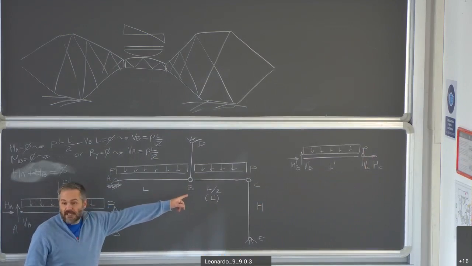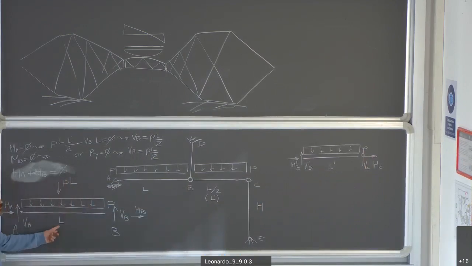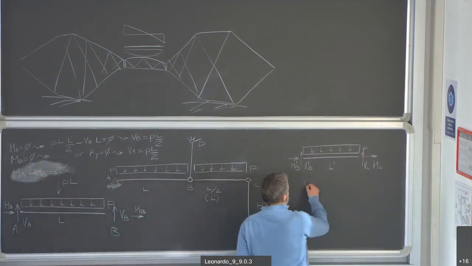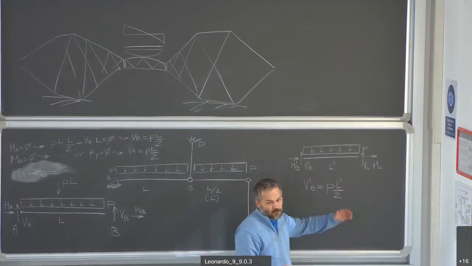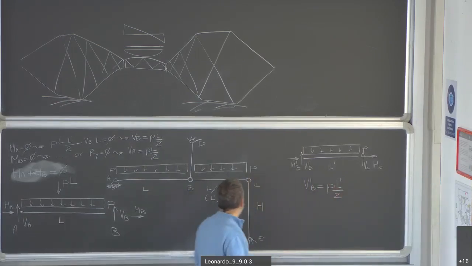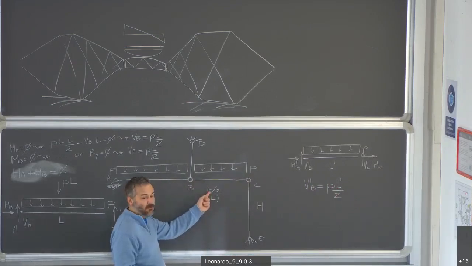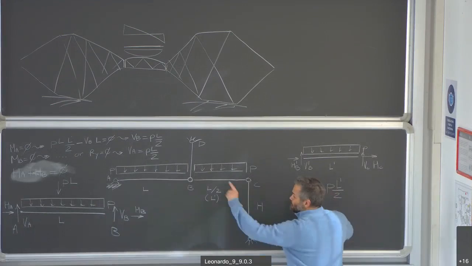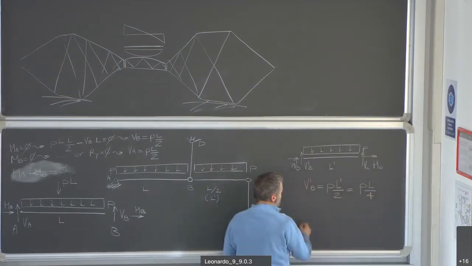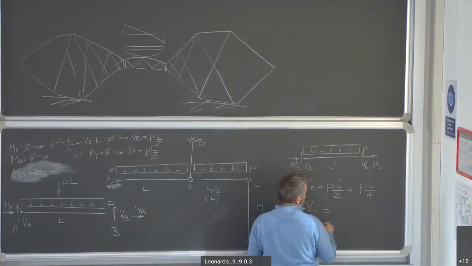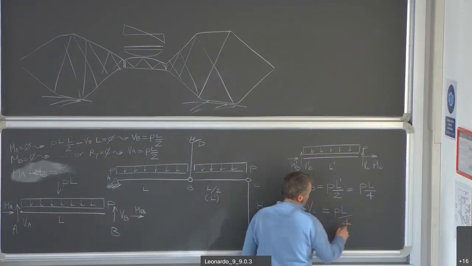Apart from the fact that there we have L prime, and here we have L, I could write exactly the same equations I previously wrote. So I'm going directly to the conclusions, which are V prime B will be equal to P L prime divided by 2. Half of the load goes to the left. Now replacing and knowing that L prime is equal to L divided by 2, and to make it comparable to what I obtained before, this becomes PL divided by 4. And so is VC. VC is PL divided by 4.